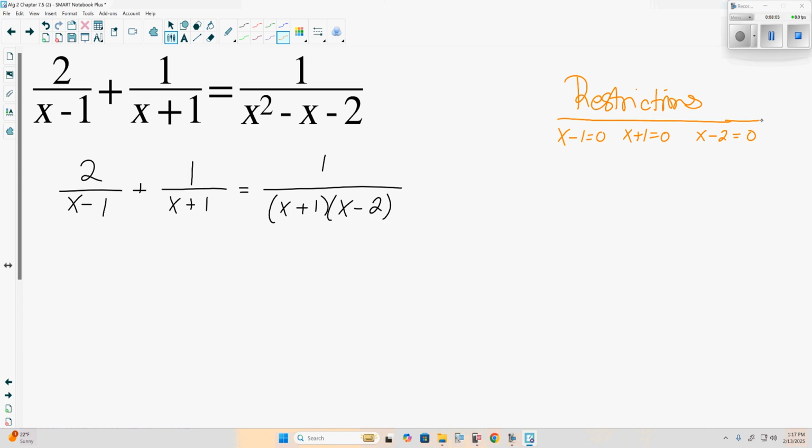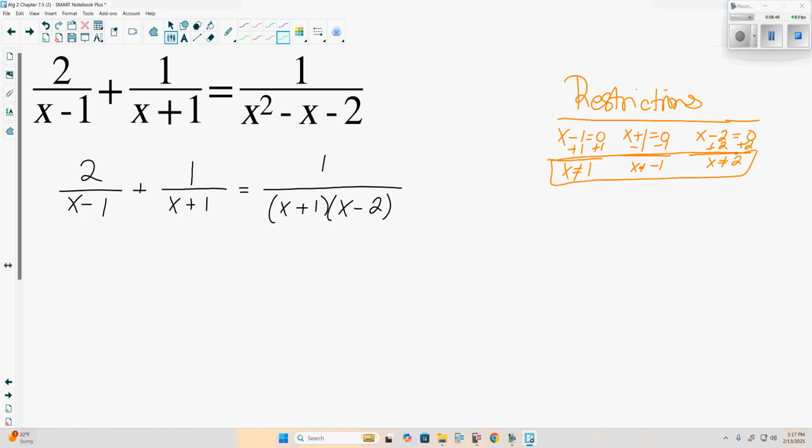Two over x minus 1, minus 1 over x plus 1, is equal to 1 over x squared minus x minus 2. Our x squared minus x minus 2 will factor to x plus 1 and x minus 2. So that gives us 3 restrictions. Because we have x minus 1 where we could get a 0. And if we add 1 to both sides, it'll tell us that if x is positive 1, we would have a denominator of 0. With our x plus 1, we would have a restriction at negative 1. And x minus 2, we'd have a restriction at 2.